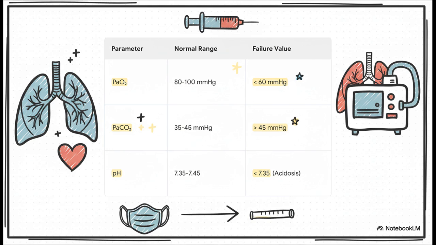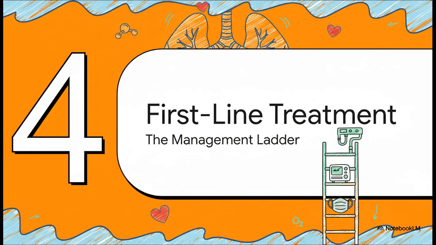If that pH is dropping below 7.35, that means you've got acidosis. The failure is happening right now, and it's a true emergency. All right, on to management. You've got the diagnosis. Now you need a plan.